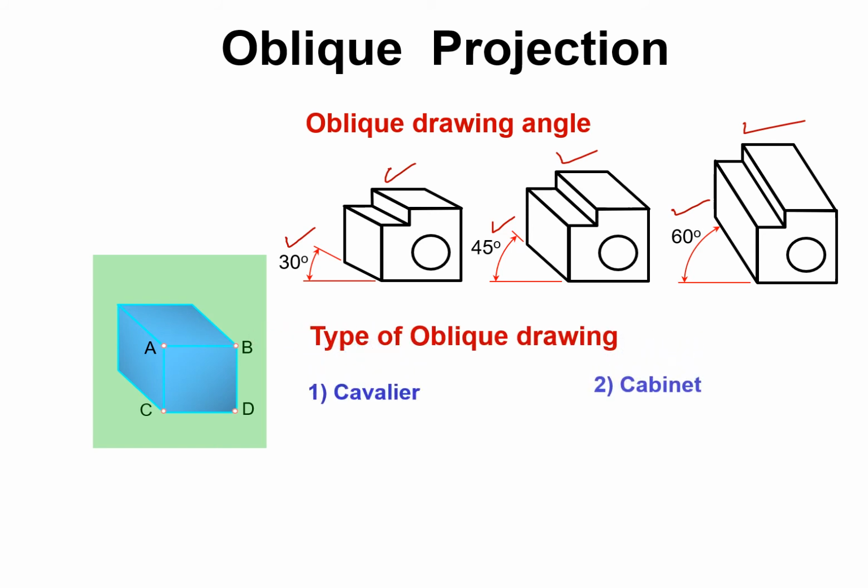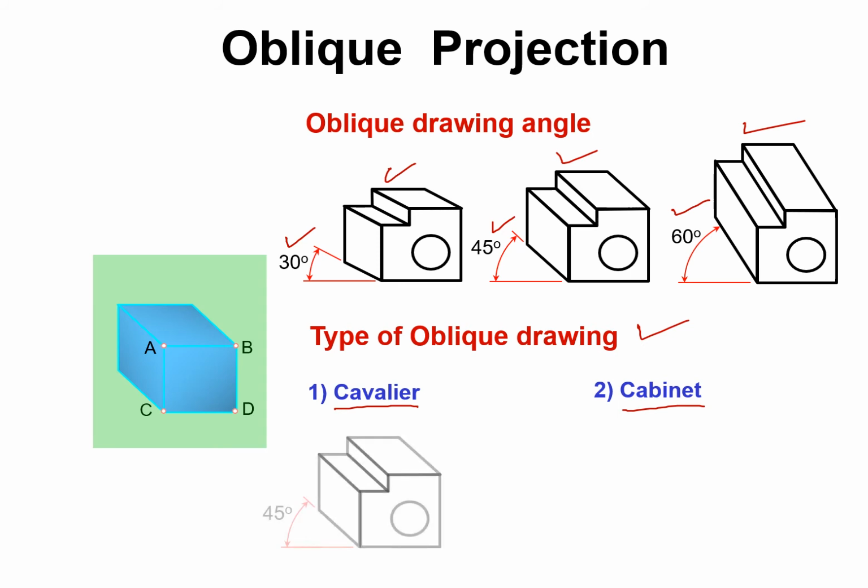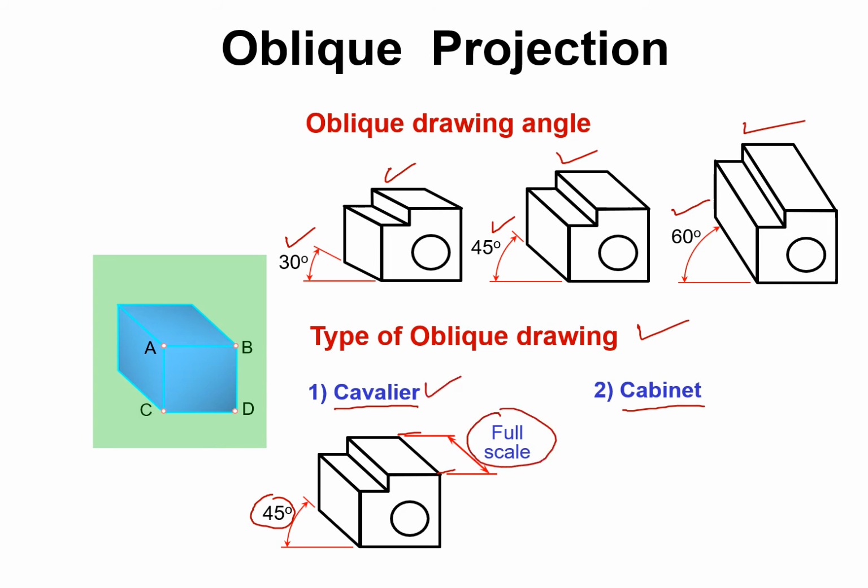From this we get another 2 types of oblique drawing. One is Cavalier, and the second is Cabinet. In Cavalier, the angle that the lines of sight and the plane of projection make is 45 degrees, and for that we actually get the full length of the depth of our object. This depth will be drawn to full scale in this type of Cavalier oblique drawing.